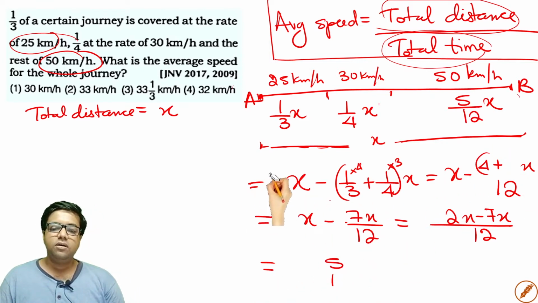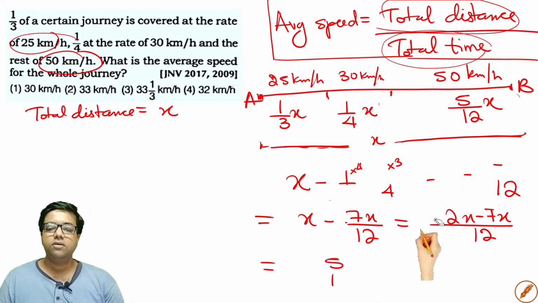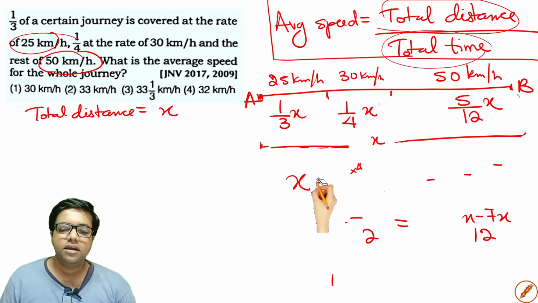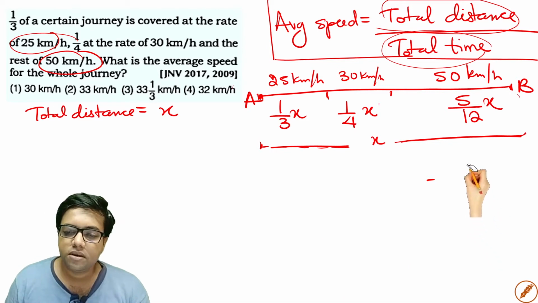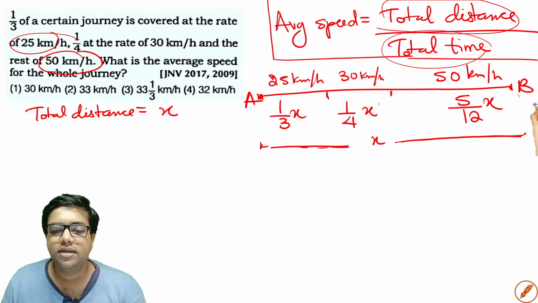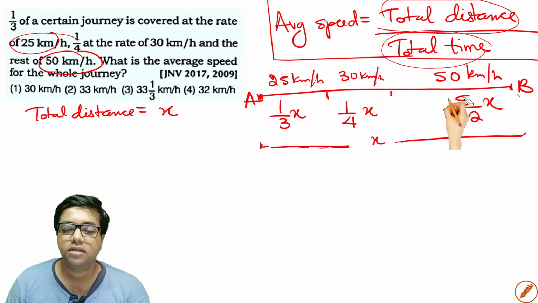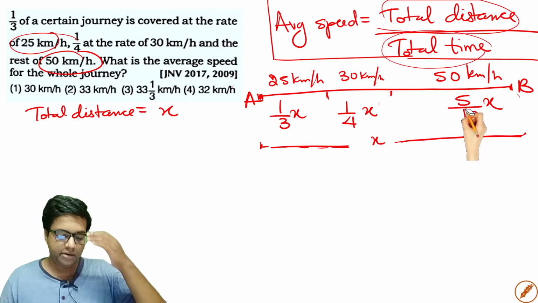Let's take away all of this in order to create enough space for our calculations. So we got the total distance now as three parts: 1 by 3 of x, 1 by 4 of x, and 5 by 12 of x.